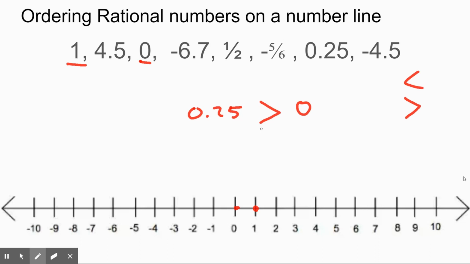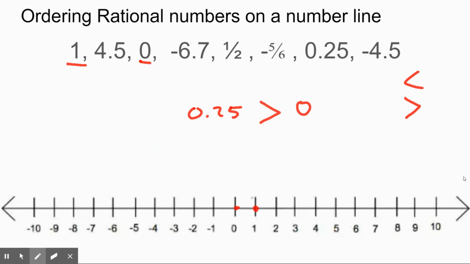Now, the best way to remember which one of these is which is that if you think of the symbol as an alligator mouth, you can think of it as the alligator always wants to eat the bigger number. So since 0.25 is the bigger number, we're going to have our mouth pointed towards the 0.